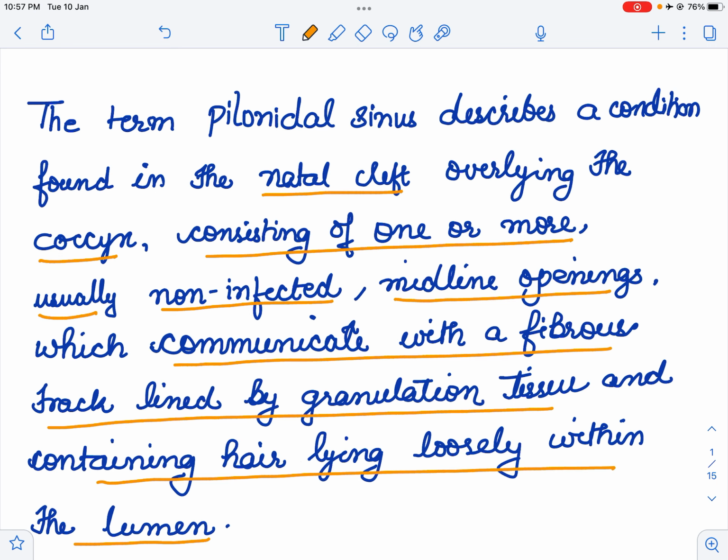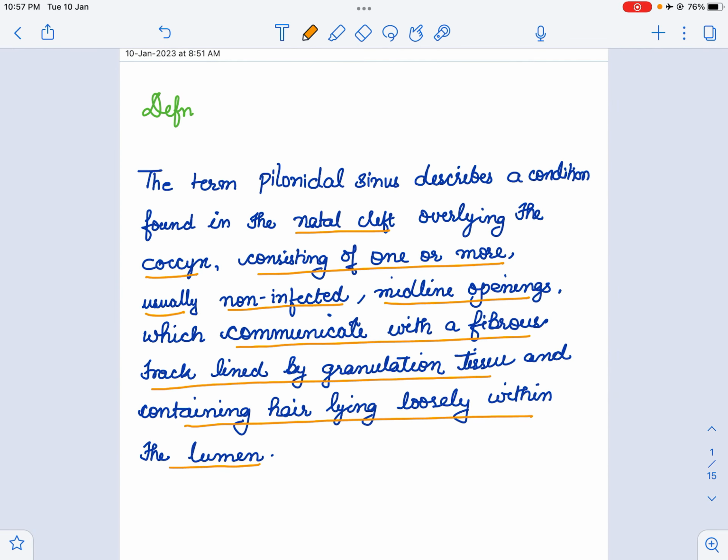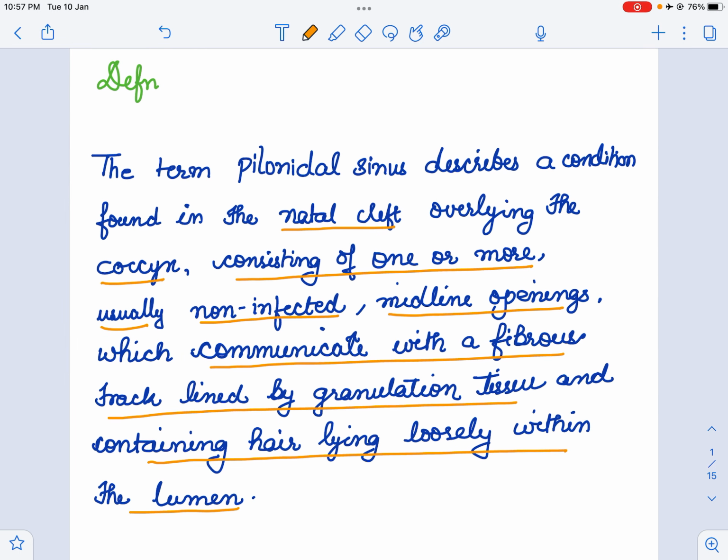Now, let us break this definition into parts to understand it. Let us simplify it. It is found in the natal cleft. The natal cleft is the area between the two gluteal regions. That is, it is the area between the butt cheeks, which overlies the coccyx. It consists of one or more, usually non-infected. Usually is the key term here. So it is usually non-infected, but it can become infected, in which condition it forms an abscess.